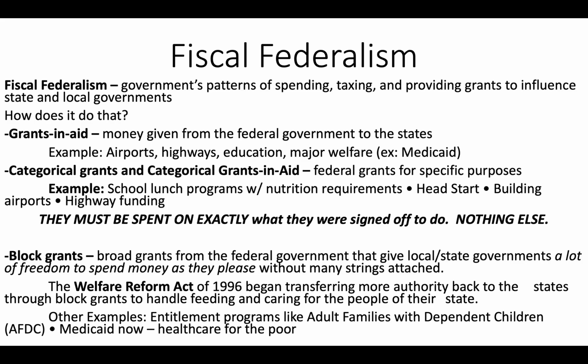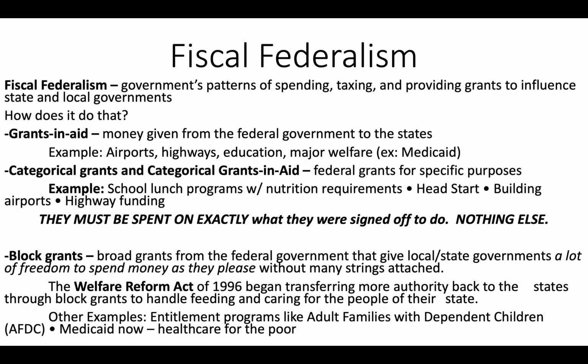Now, you also need to be aware of categorical grants and categorical grant aids. Just be aware that they exist. Essentially, school lunch programs are based on this. So examples, you should be writing underneath. Grants and aids are going to be examples. You can use it for school lunch programs, Head Start, building airports and highway funding. These are the things they're used for. It is incredibly strict.